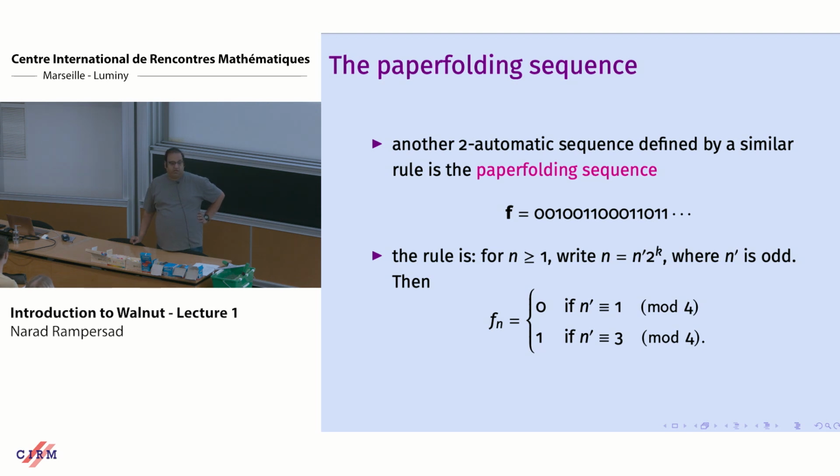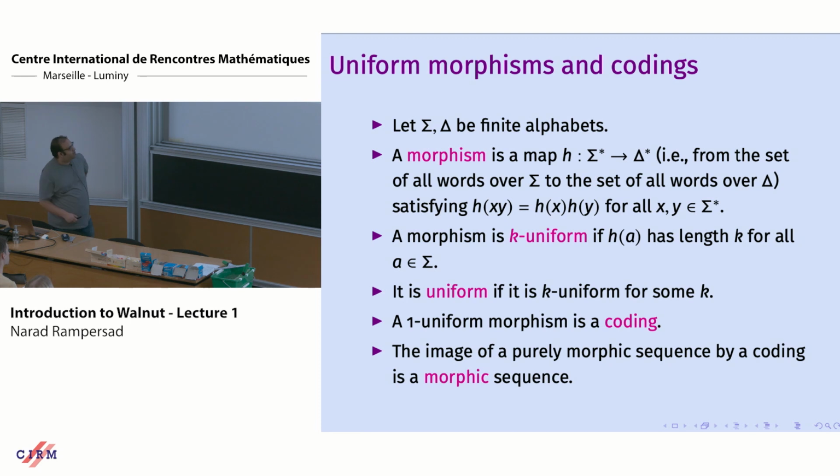And it's not hard to check this rule with a finite automaton. You just have to find the rightmost 1, and then look at whatever comes before it. If it's a 0, you're in the 1 mod 4 case. If it was a 1, you're in the 3 mod 4 case. So that's another example of a so-called 2-automatic sequence, because it can be computed by an automaton that takes its input in base 2.